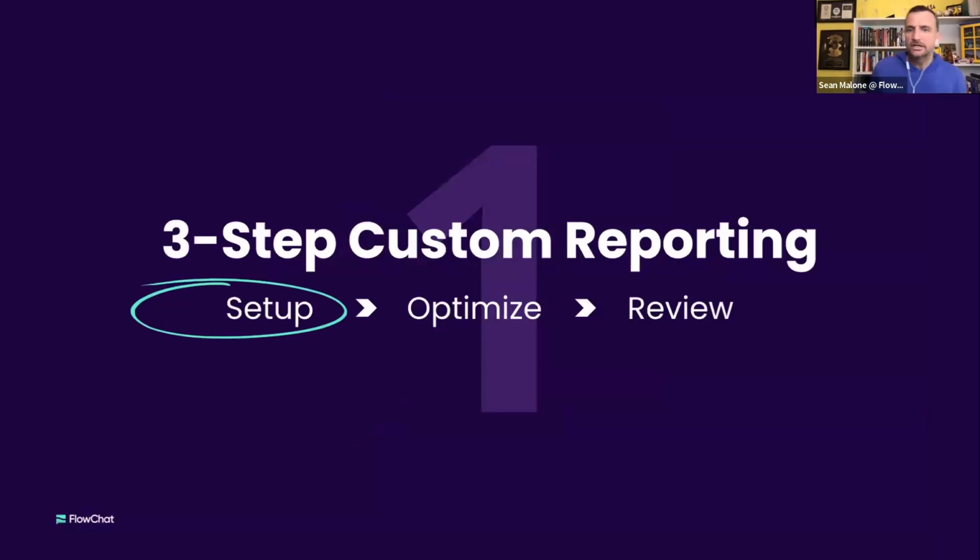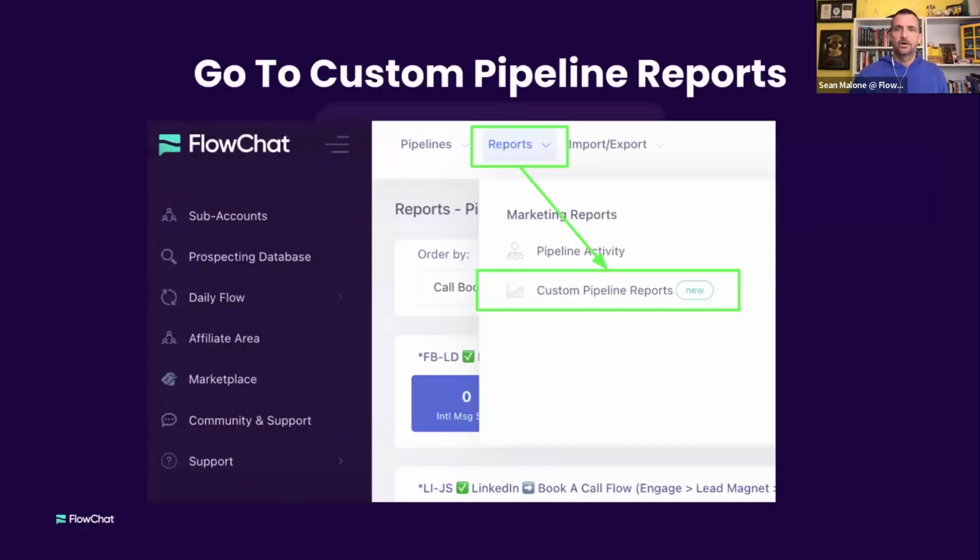Step number one is called the setup, right? So I'm going to walk through this really quick. I'm going to share. A second step is optimizing. Third step is doing a quick review. So in your account, you click that button that says reports. There are two main reports that I want to cover, but we're going to really focus today on the custom pipeline report. So I'm just going to share the pipeline activity report that you see there is a very granular, in the weeds, down to the very last, very detailed type of reporting.